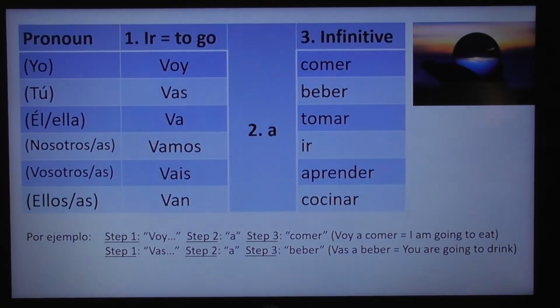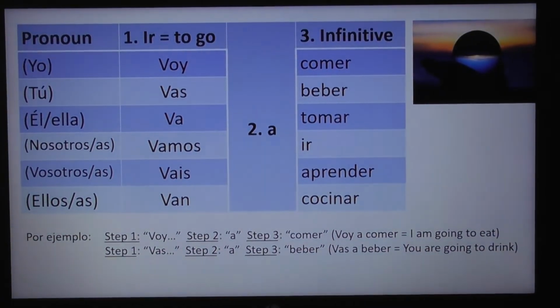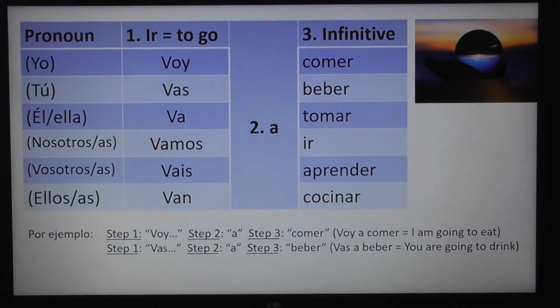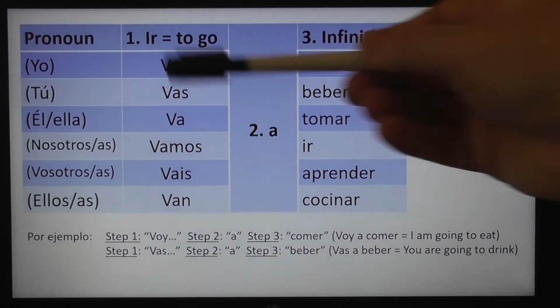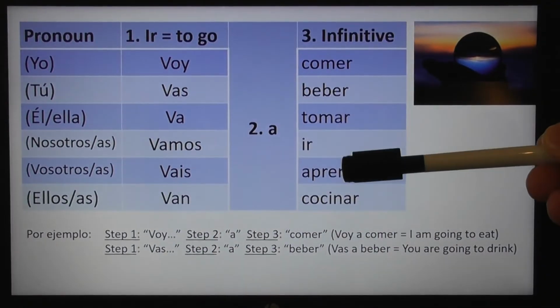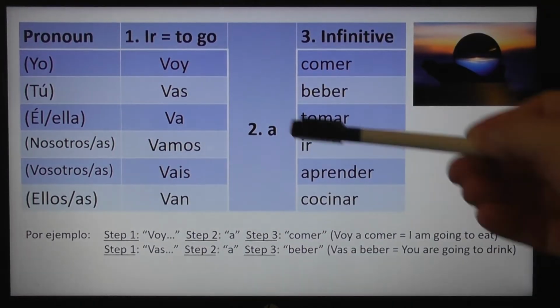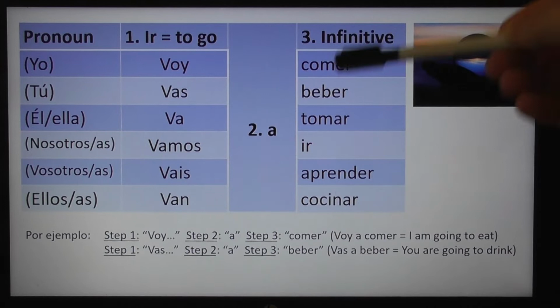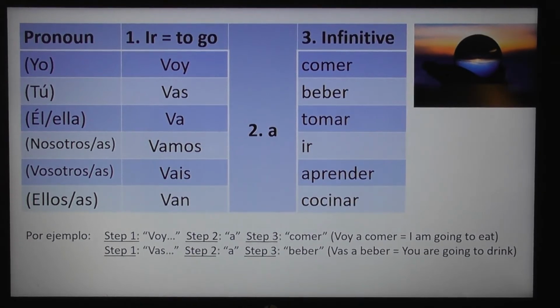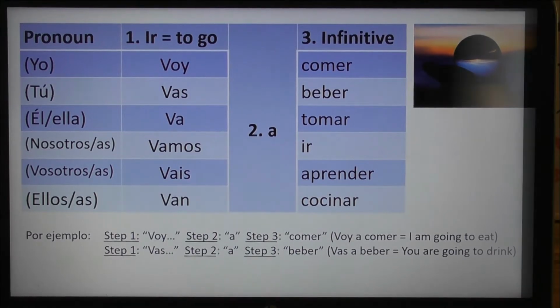And what all that looks like in grid form, and also you might want to take a screenshot of this or make a note. Again, we've got our pronouns. But steps 1 to 3. Step 1, take ir, to go, conjugate it. Step 2, add a. Step 3, add your infinitive verb. And lo and behold, you have formed the immediate future.